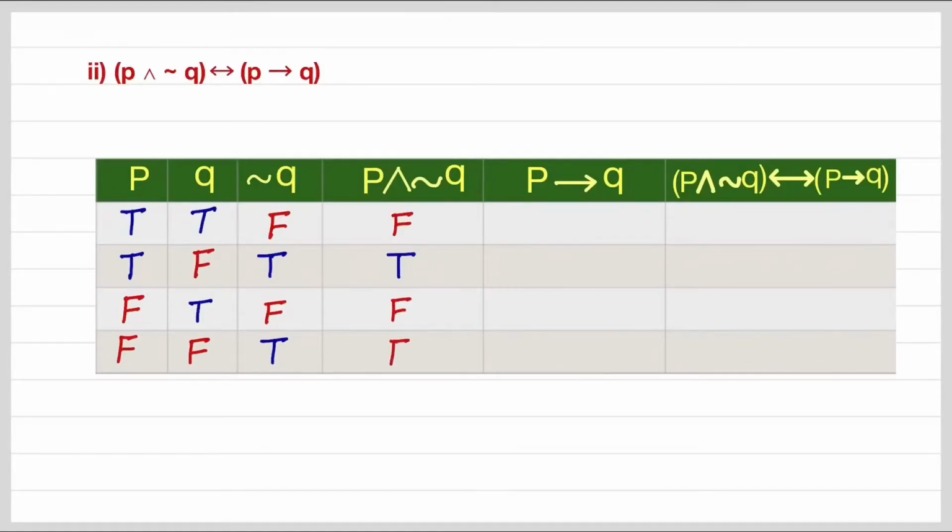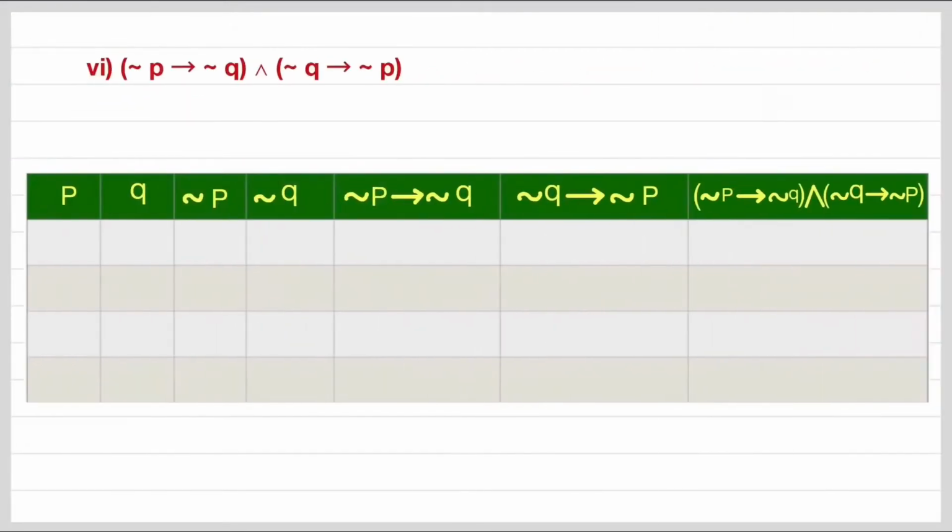Next is implication, P implies Q. Rule for implication: T implies F is equivalent to F, all other entries are true. At second place, the rule is followed. Second entry is false and all other entries are true. Now we have to take double implication of these two statements, P and negation of Q, and P implies Q. For double implication, when both the statements have the same truth value, it is true, otherwise it is false. Here both the statements have different entries, therefore all the entries are false.